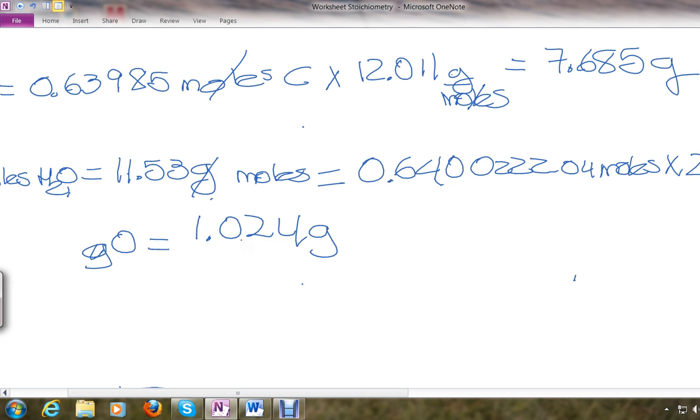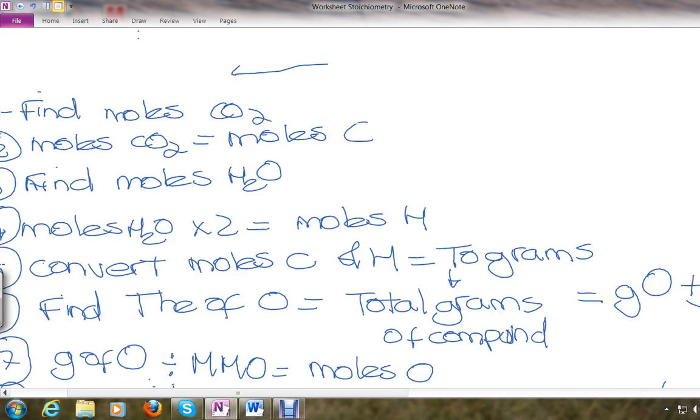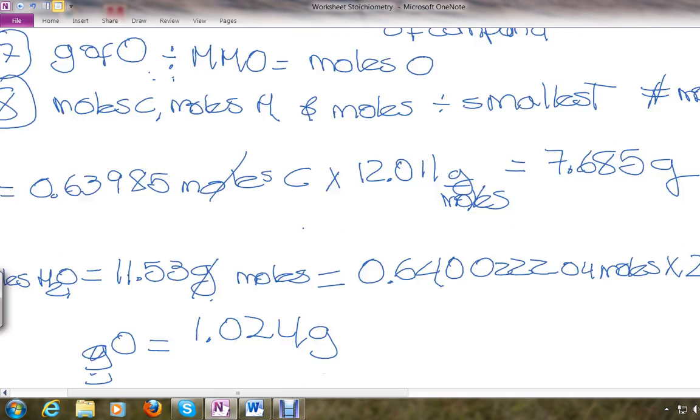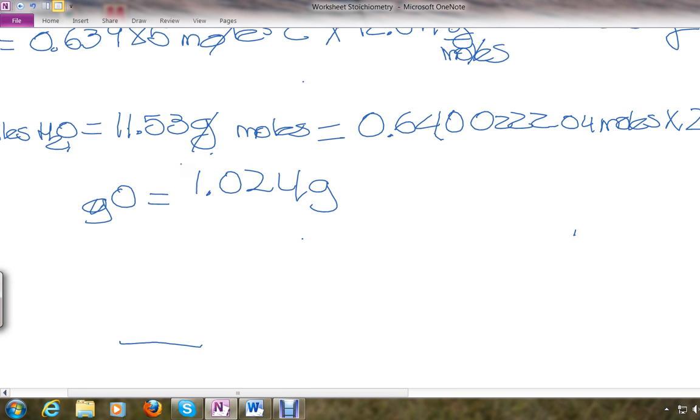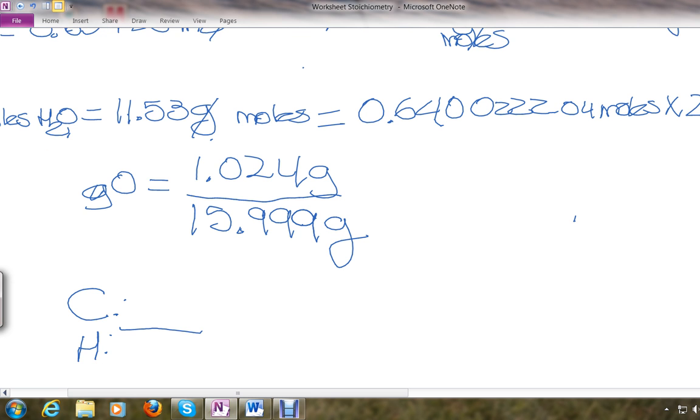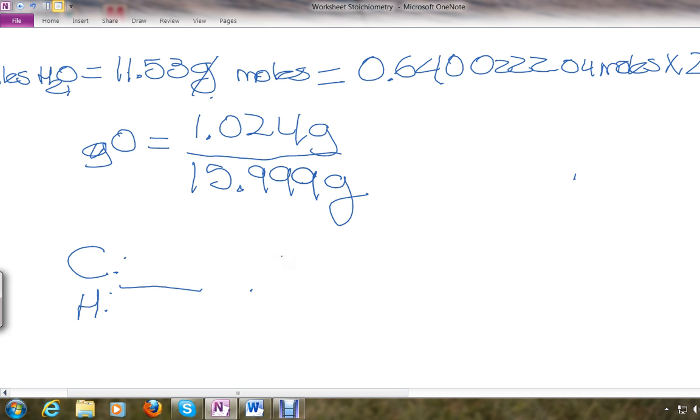Look at the steps I wrote. Remember the step I wrote if you took note. Now we find the moles of oxygen, right? Why? Because we still want to find the ratio. Don't lose track of what we're doing. So we divide by 15.9994 grams per mole. You remember the empirical formula that we did: find the moles of carbon, find the moles of hydrogen, now find the moles of oxygen, and then we divide everything by the smallest one. Remember the pennies.